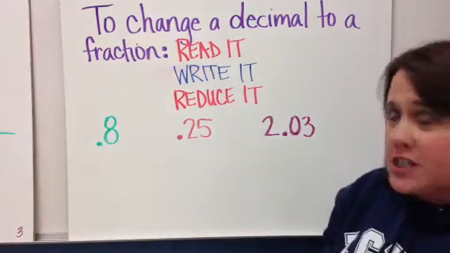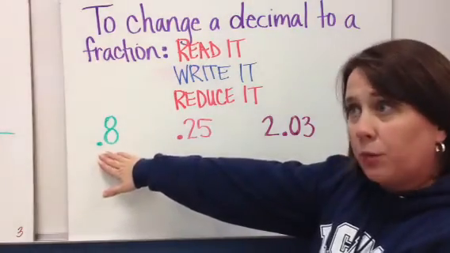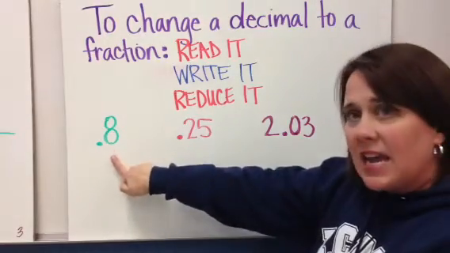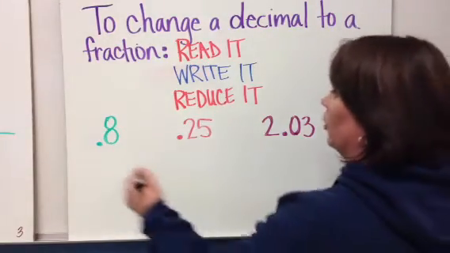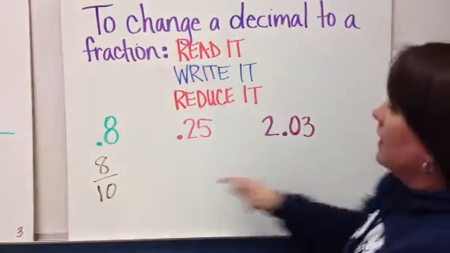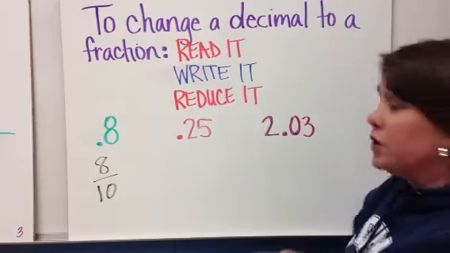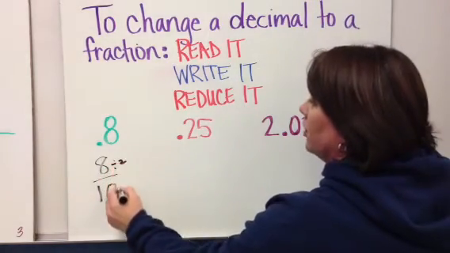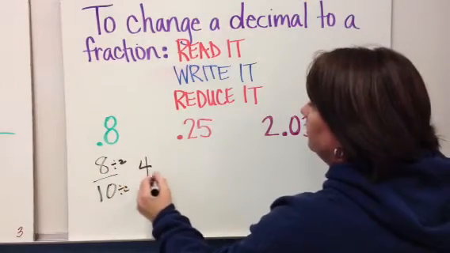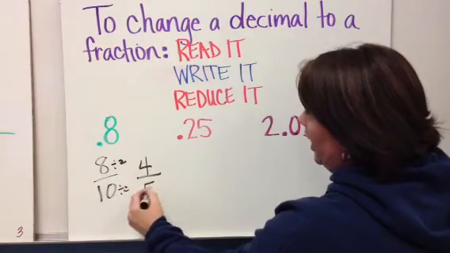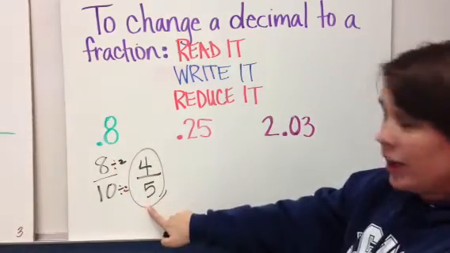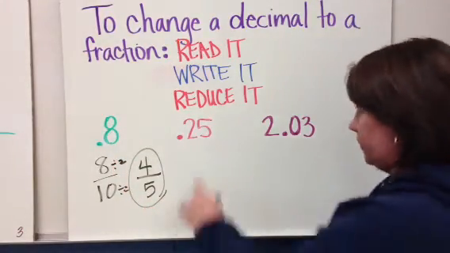In other words, if you can read the decimal properly, you can write it like a fraction. Look here, this is 8/10. So I would write it as 8/10. And then I need to look and see if I can simplify or reduce, and I can. I can divide both the numerator and the denominator by 2. 8 divided by 2 is 4. 10 divided by 2 is 5. So 8/10, the decimal, as a fraction, is 4/5.